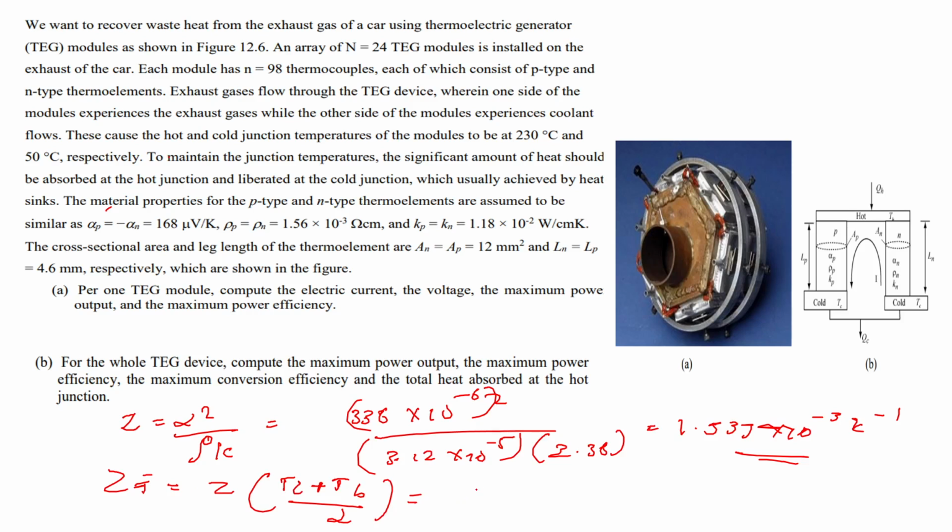That you can write it as, substitute the values, 1.533 times 10 to the power minus 3 that we got from the earlier problem, then 323 plus 503 divided by 2, the answer will be 0.633.